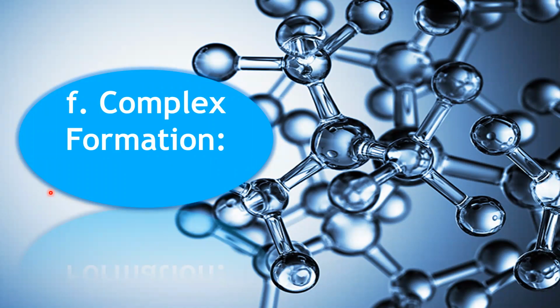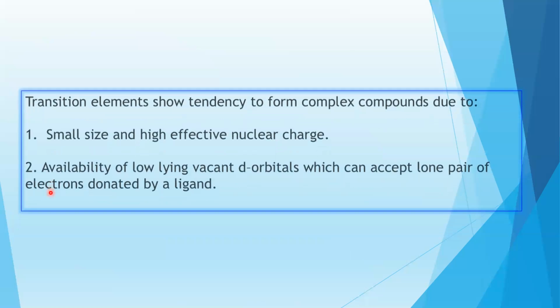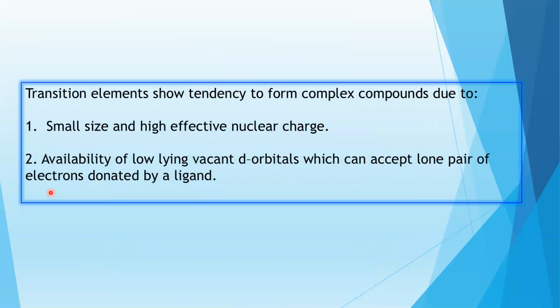Complex formations. D block elements are well known for forming complexes as well. Transition elements show a tendency to form complex compounds due to the small size and high effective nuclear charge, and the availability of low-lying vacant orbitals which can accept a lone pair of electrons donated by a ligand.